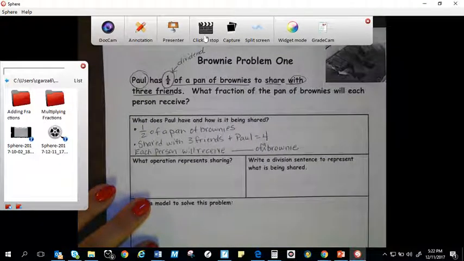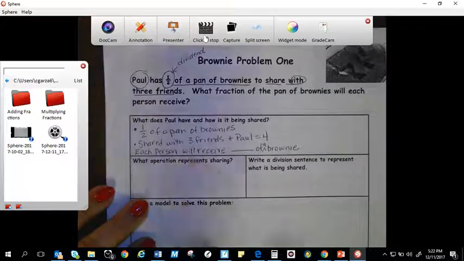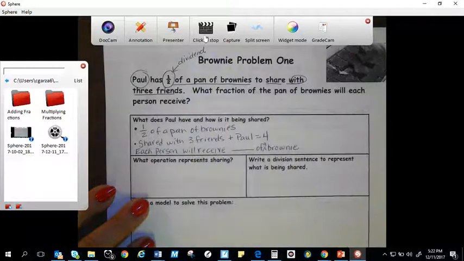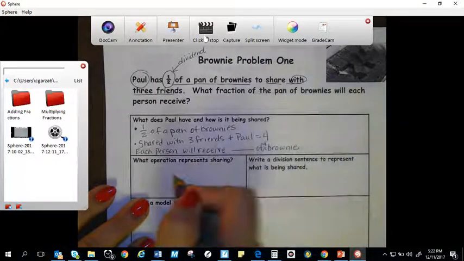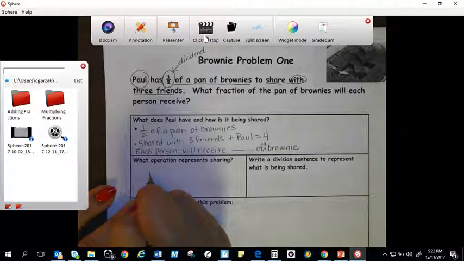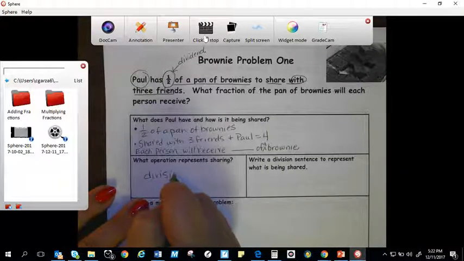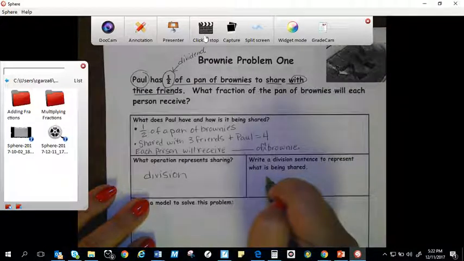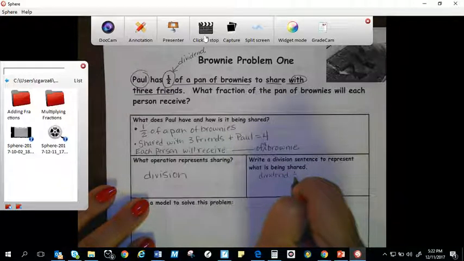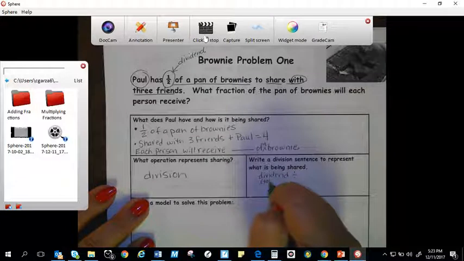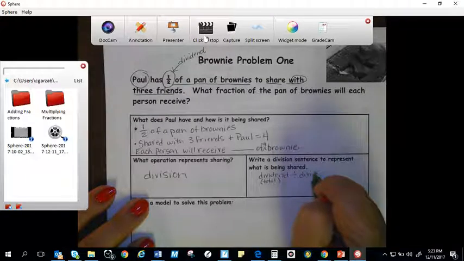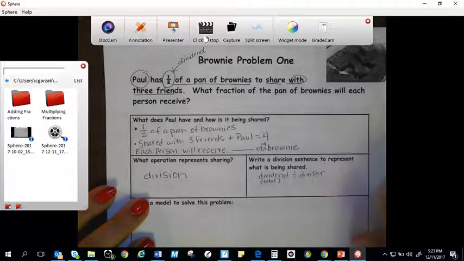What operation will we represent the sharing part? Well, if we have something that's total and we're going to divide those up into groups, we're going to use division. Write a division sentence to represent what is being shared. I know that I must start with a dividend divided by, because this is my total number, divided by my divisor, which is the number of groups that I need to divide those up into.